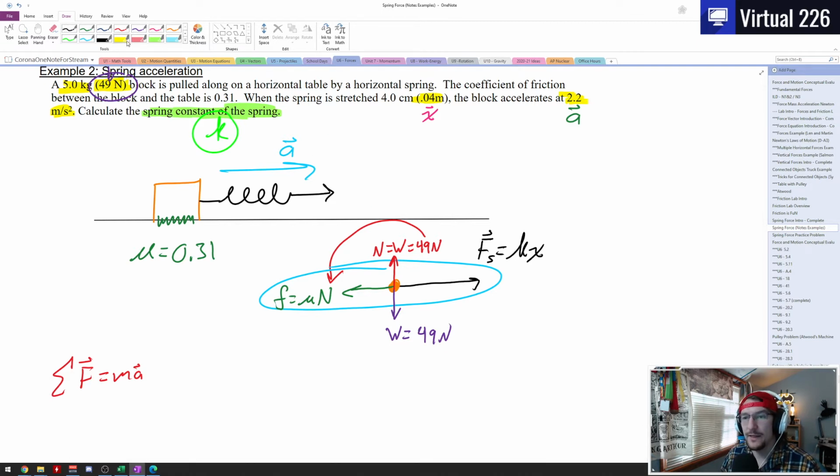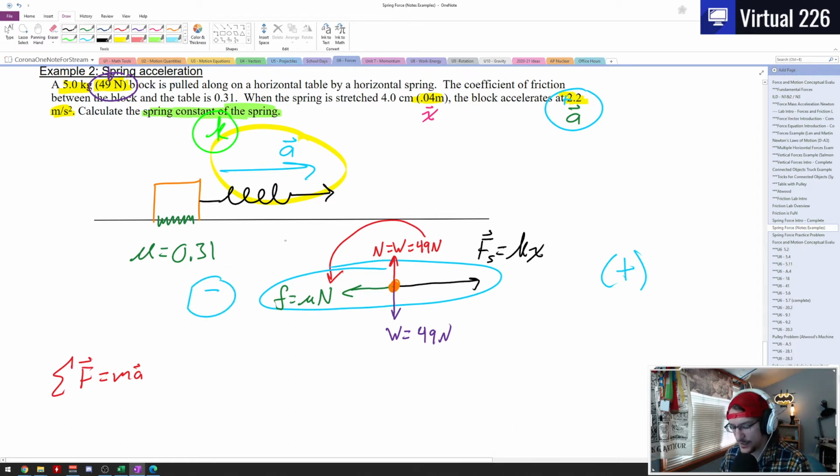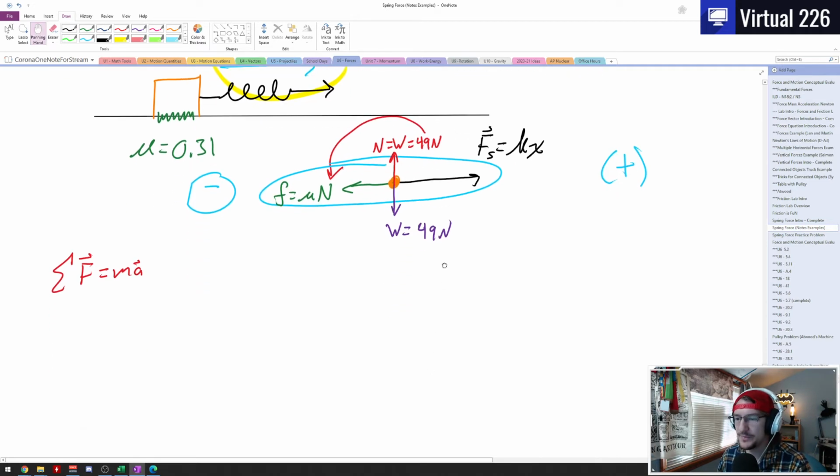I always recommend that the direction of the acceleration be positive. So I'm going to say here, let's just make the right direction positive, and that'll make our 2.2 for the acceleration a positive number. Let's just make the left a negative number. Okay, let's just try that out, see where it goes. If you want, you could have flip-flopped that, but then your acceleration will be negative, and that's just one more thing to keep track of. So I like doing it like this.